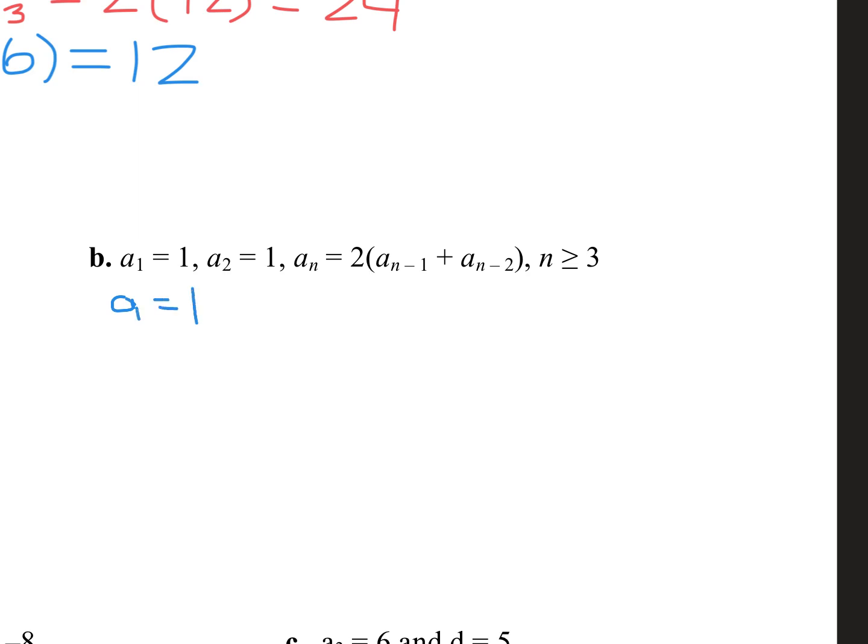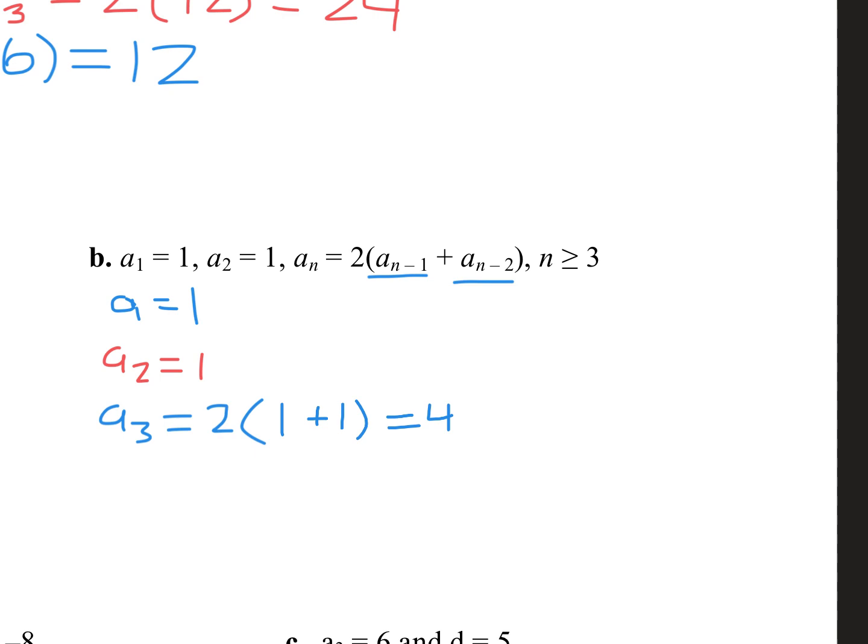All right, A1 is given as 1. A2 is given as 1. To find A3, we do 2 times the previous term, and then this is the term 2 before the one we're looking for. This one might be a little confusing because those are the same, they're both 1. So this is A2, the first one in the parentheses, and the second one is A1. So 2 times 2 is 4.